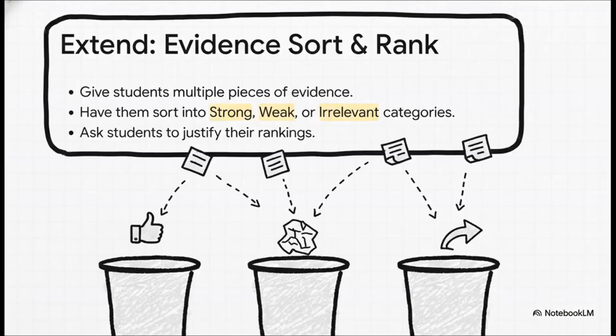And if you want a differentiator, kick it up a notch, try an evidence sort. Give student groups a bunch of different pieces of evidence about a single topic. Their job is to sort them into 3 piles: strong, weak, or just plain irrelevant. But here's the most important part. They have to stand up and justify their choices to the class. That's where the real learning happens.